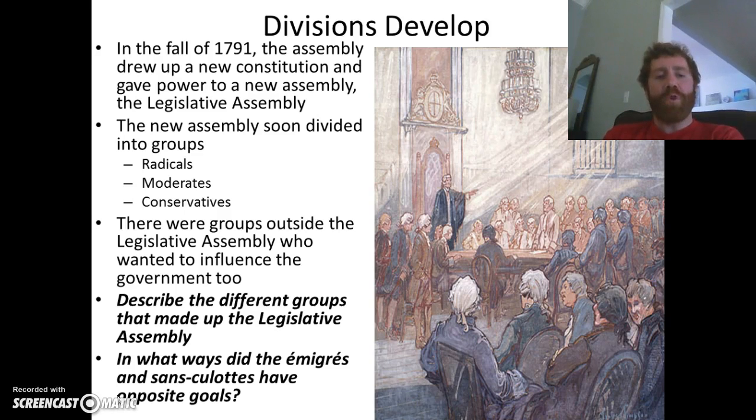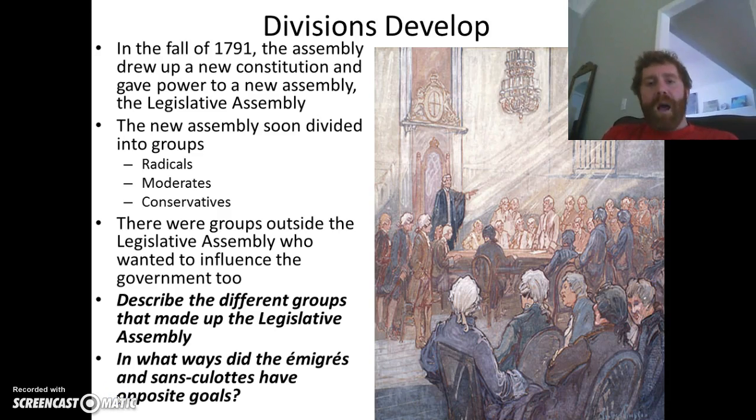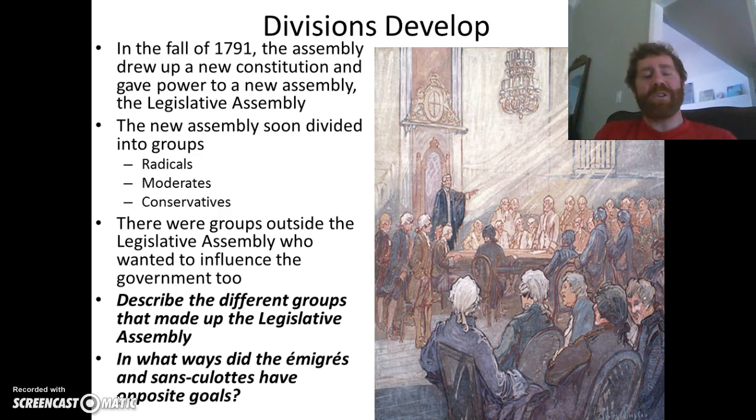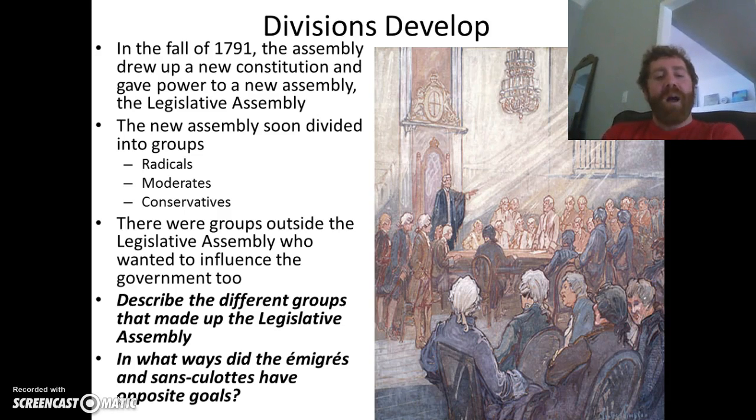There were some groups outside the Legislative Assembly who wanted to influence the government too. So there are two groups that worked to influence the Legislative Assembly, but they were not actually in the government. The émigrés were people, mostly of the nobility, that had fled France during the Great Fear. They wanted to come back, and they wanted to restore the structure that France had seen under the old regime.